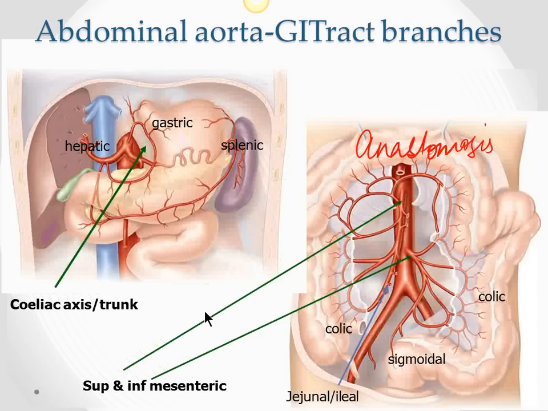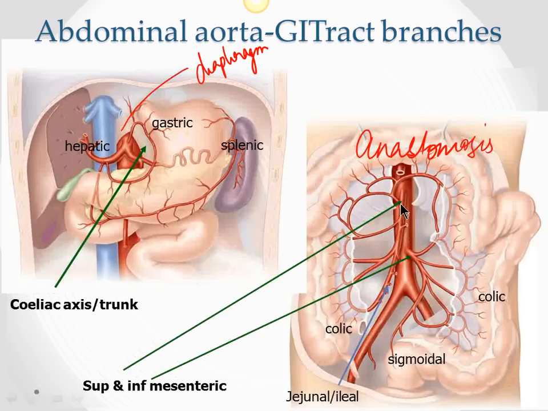Now let's go back to the aorta. So we saw the thoracic aorta and its branches. It passes through the diaphragm. So here's the diaphragm, this part here. There's an aperture in the diaphragm, and the thoracic aorta passes through it, and below the diaphragm it's known as the abdominal aorta. Now this abdominal aorta gives branches.